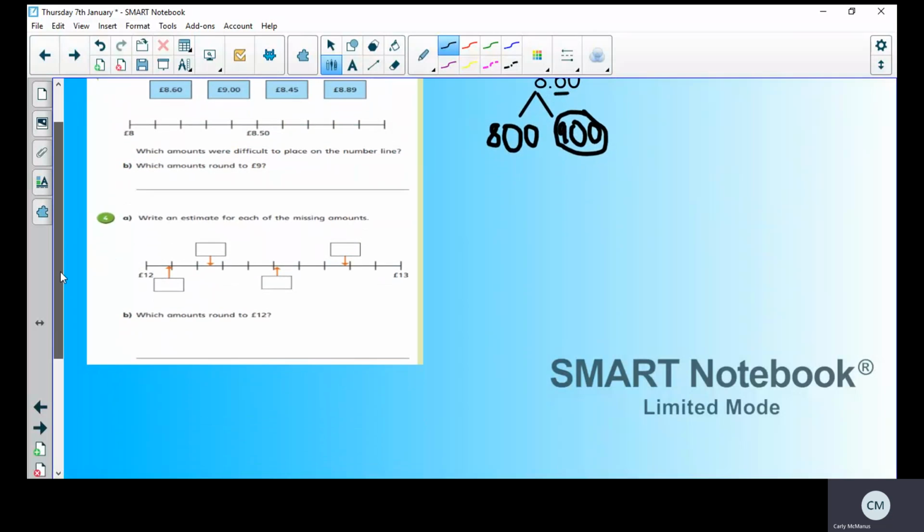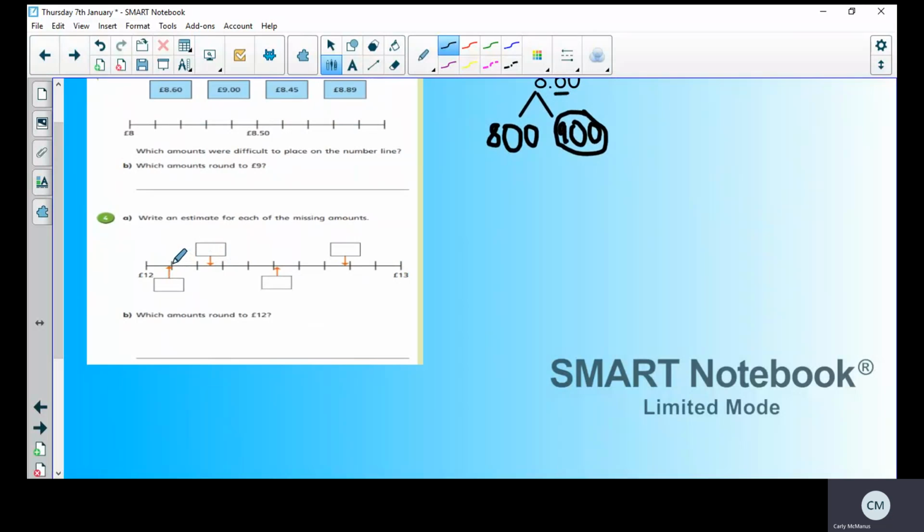Question 4 says write an estimate for each of the missing amounts. So you've got £12 and £13 here. Now, all these lines here represent 10, so it'd be £12.10, £12.20, £12.30, £12.40, £12.50. If you have a look where these arrows are, they're not on these lines.